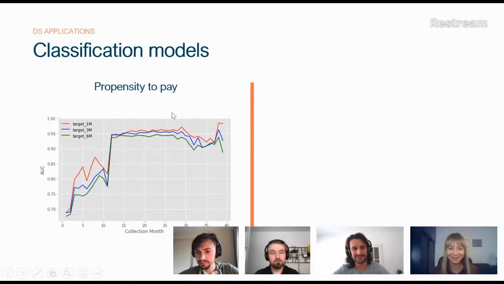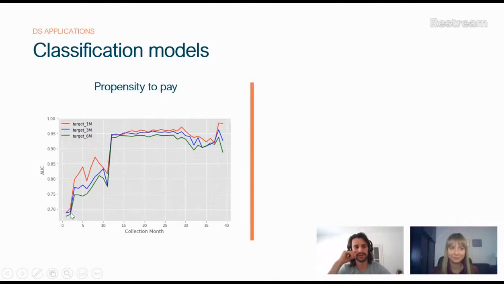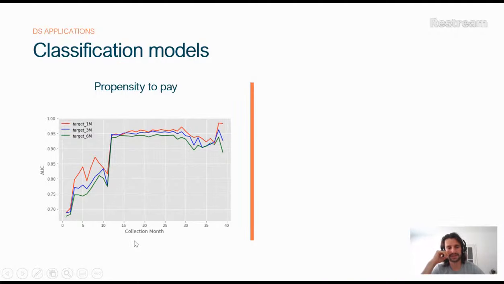This is one of the outputs of the classification model, which predicts the propensity to pay, so whether the customer will make a payment in the nearest future. Again, the x-axis has the age of the debt, in months, starting from 0 and up to about 3 years. And on the y-axis, we have the results of the metric of the model, which was trained on these debtors.